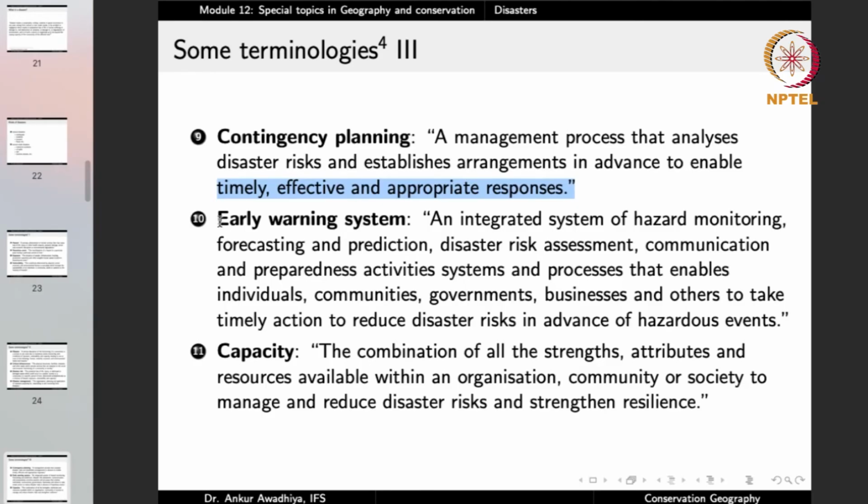To come up with a timely response, we often make use of early warning systems. An early warning system is an integrated system of hazard monitoring, forecasting and prediction, disaster risk assessment, communication and preparedness activities, systems, and processes that enables individuals, communities, governments, businesses, and others to take timely action to reduce disaster risk in advance of hazardous events.